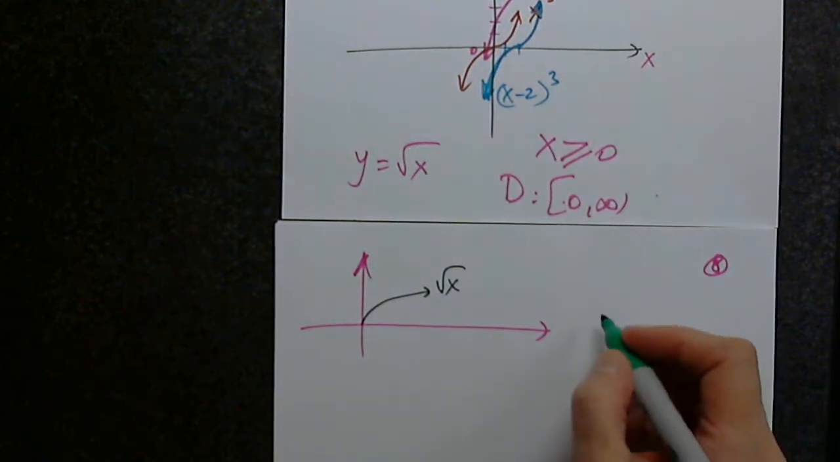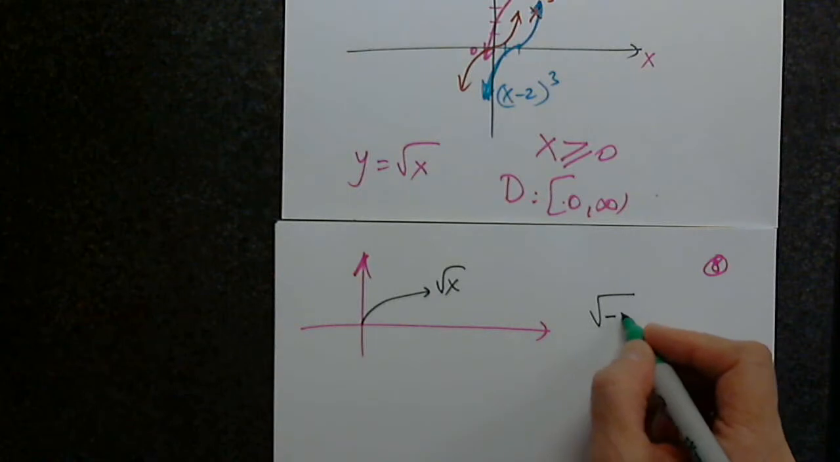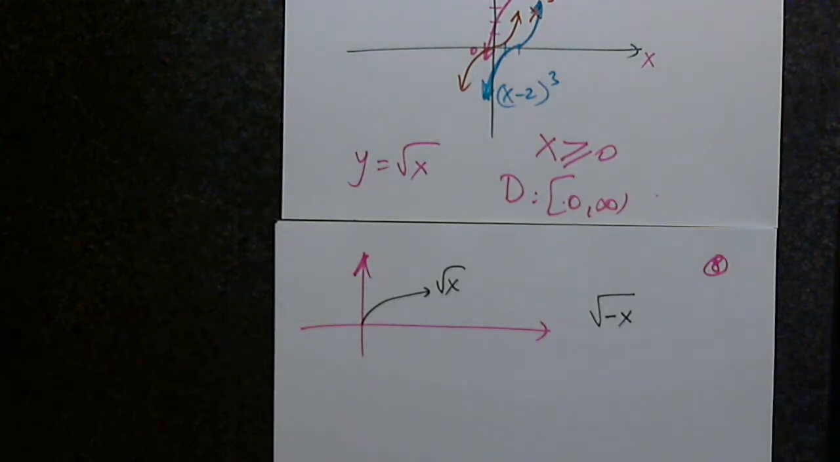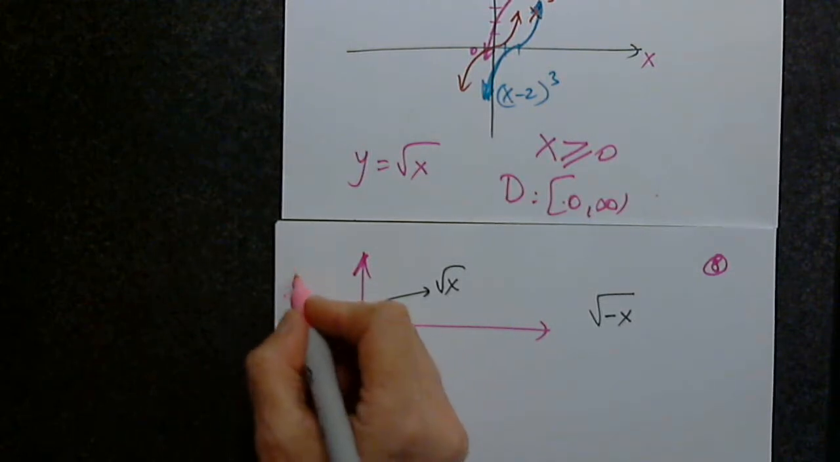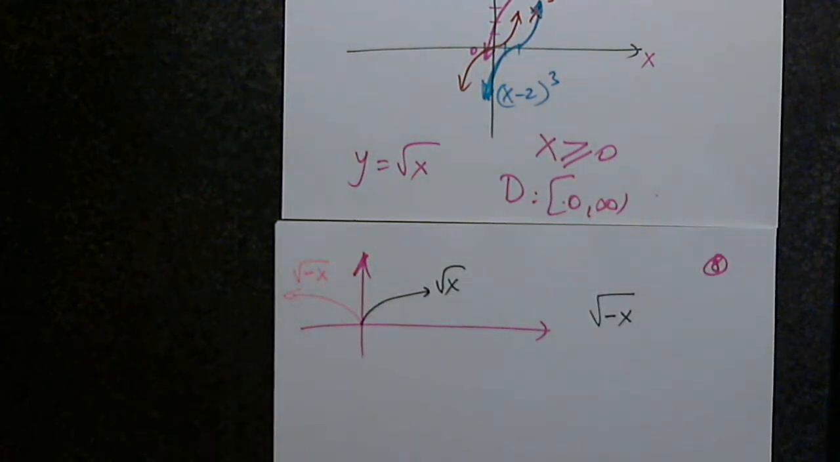What if I want to graph the square root of negative x? What transformation will that be? Which direction? I'm changing x into negative x. Yes, well done. This is the square root of negative x.